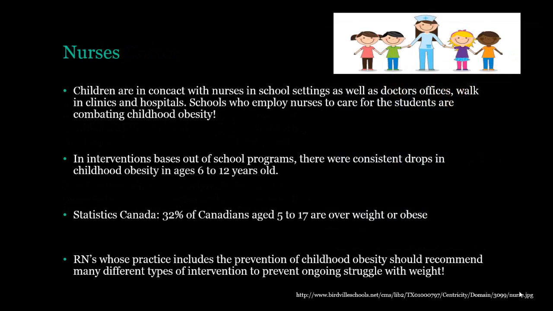The nurses. Children are in contact with nurses in many different settings, including school, doctors' offices, clinics, and hospitals. For nurses who are combating childhood obesity, they are particularly focusing on children ages 6 to 12 years. Statistics Canada says that 32% of children aged 5 to 17 are overweight or obese. In interventions based through schools, there was a great decrease in childhood obesity rate in students aged 6 to 12 years.